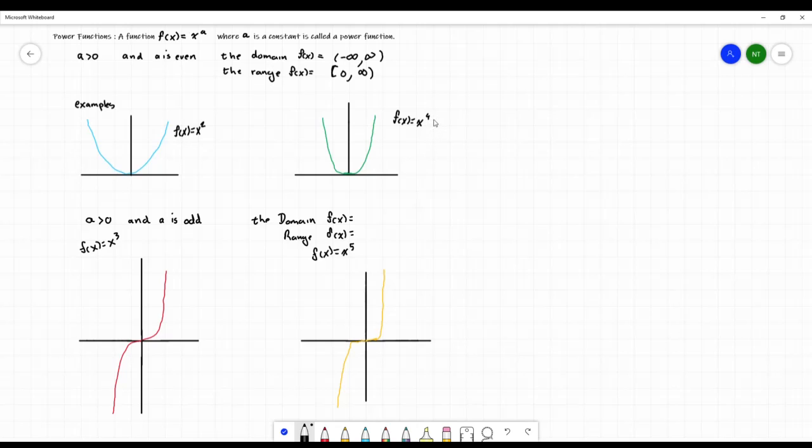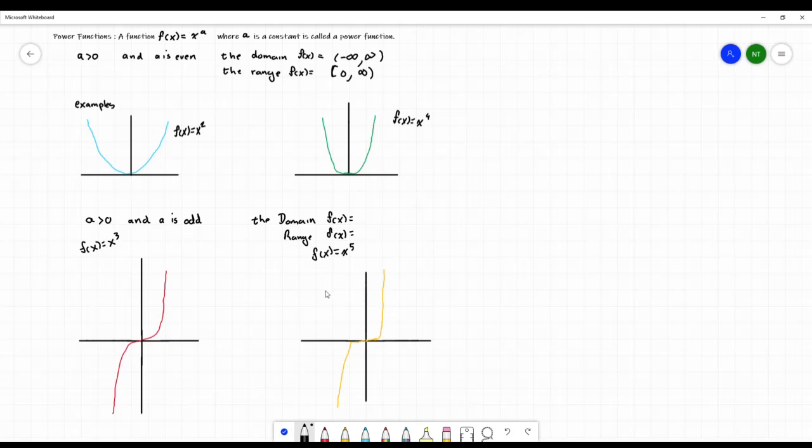So basically any even a is going to guarantee a positive number return for whatever value of x we put in. So for this reason, when a is even, the range is between 0 and infinity. Okay? So now let's consider the case where a is greater than 0 and a is odd.